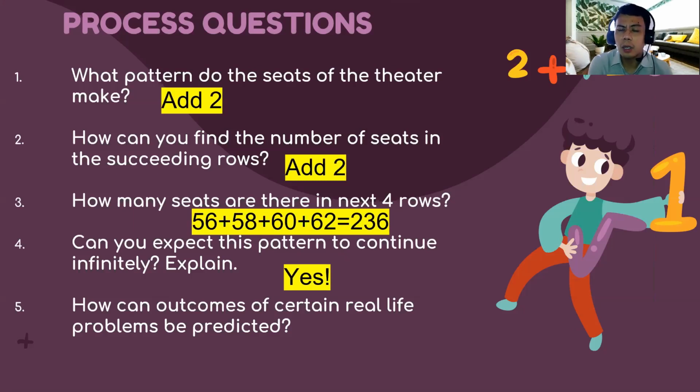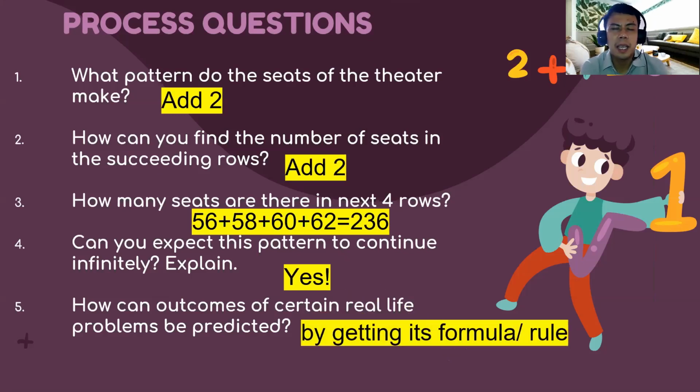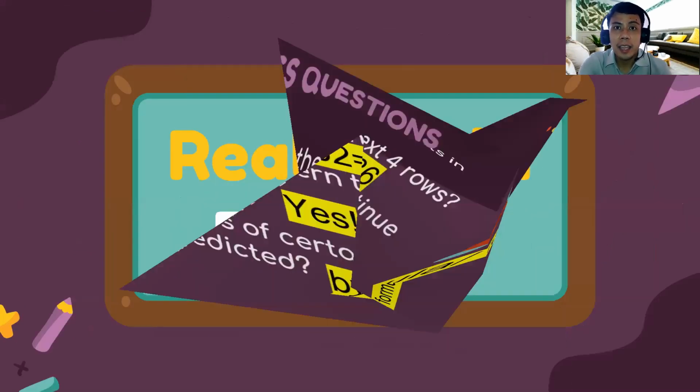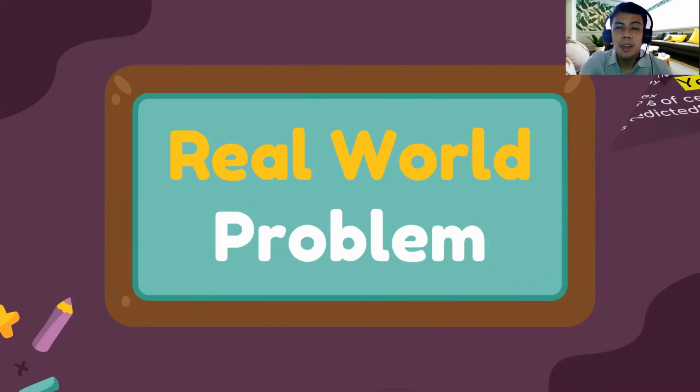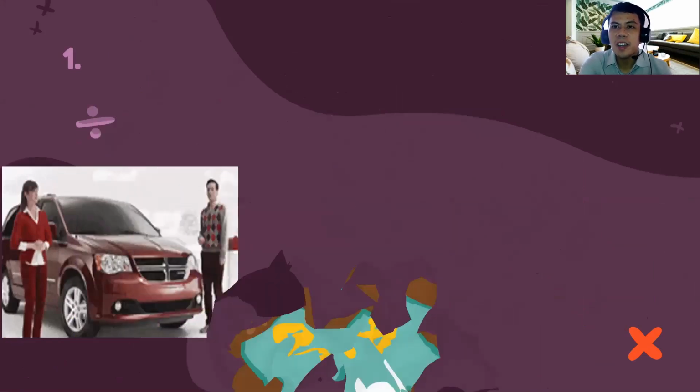How can outcomes of certain real-life problems be predicted? Well, by identifying or by getting its formula and rule. So if you already have the rule or the formula, it's easy for you to solve the problem. Okay, and I think it's time for you to solve real-world problems. Okay, let's go to number 1 problem.